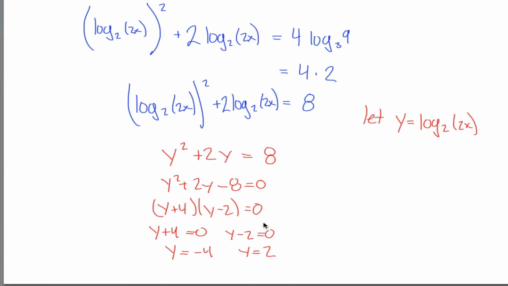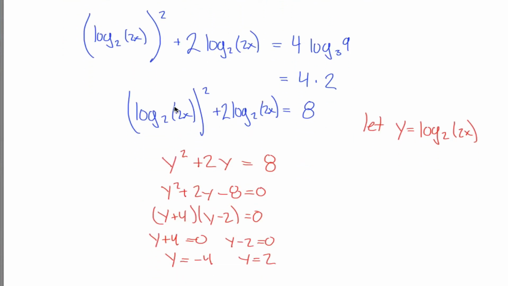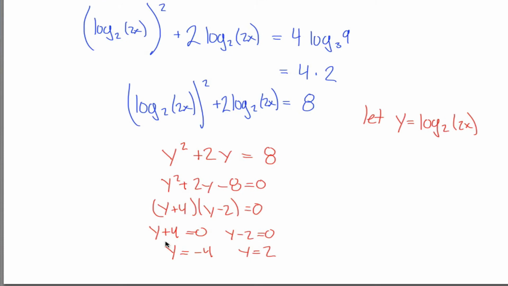Done? Not quite. Because remember, in this original equation, our variable is the letter x, not the letter y. y is just something I created, something I made up right here. So really, I've solved for y, but y has no meaning. So what I'm going to do is say, if y equals negative 4, and y is log base 2 of 2x, then really what I'm trying to figure out is when does log base 2 of 2x equal negative 4? And similarly, when does log base 2 of 2x equal 2 for this one?